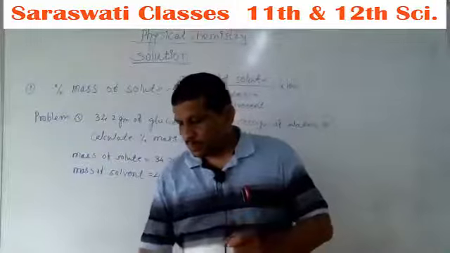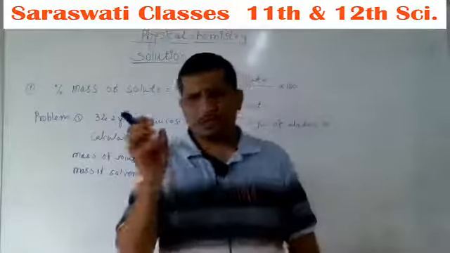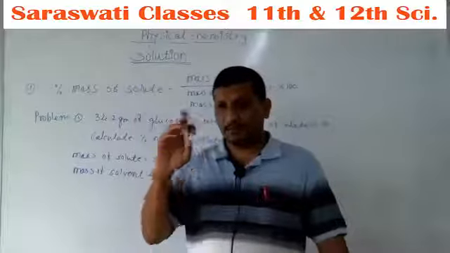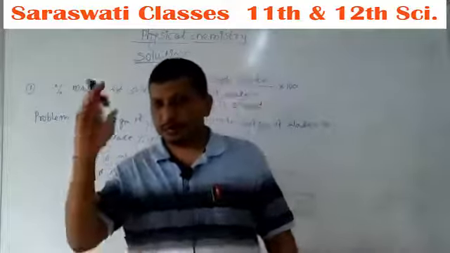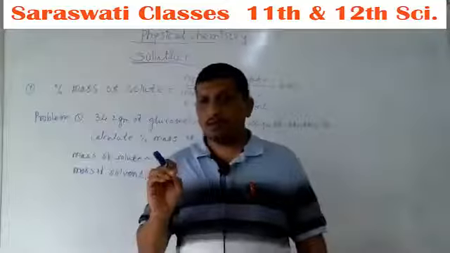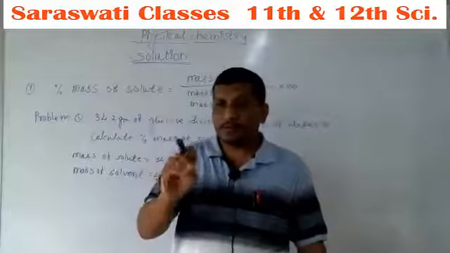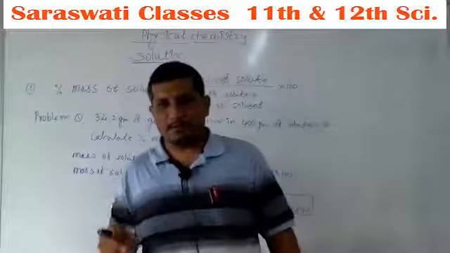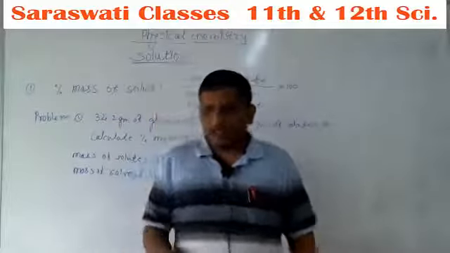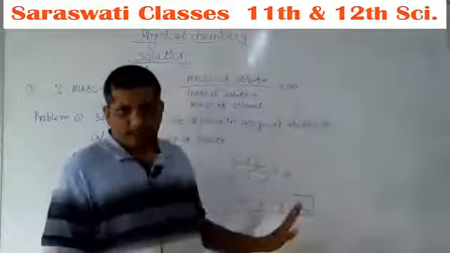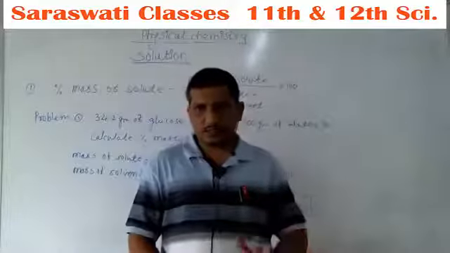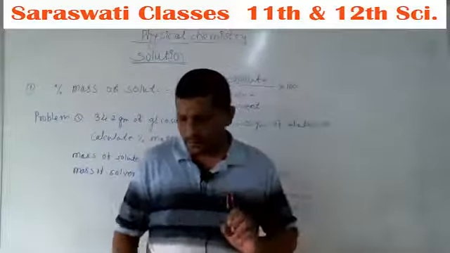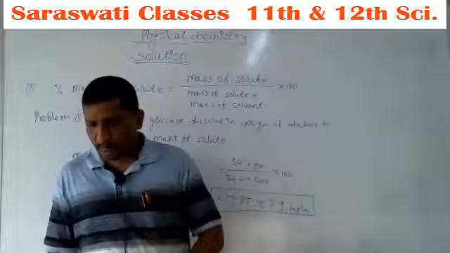Next point is part per million. Part per million is the concentration of solute, the trace quantity of solute in 10 raised to 6 parts of solvent. How much amount of solute is present in 10 raised to 6 parts of solvent is ppm. These are already recall points, and you can study them yourself.